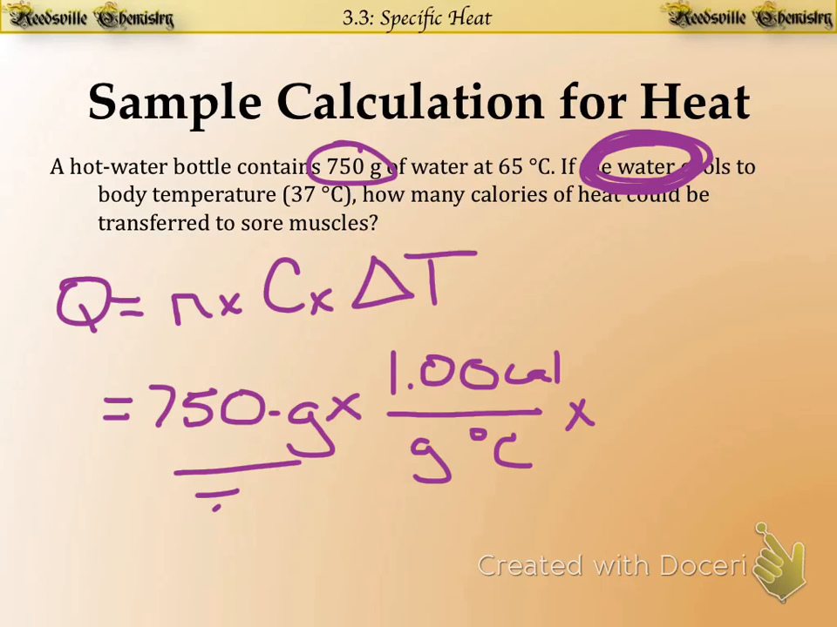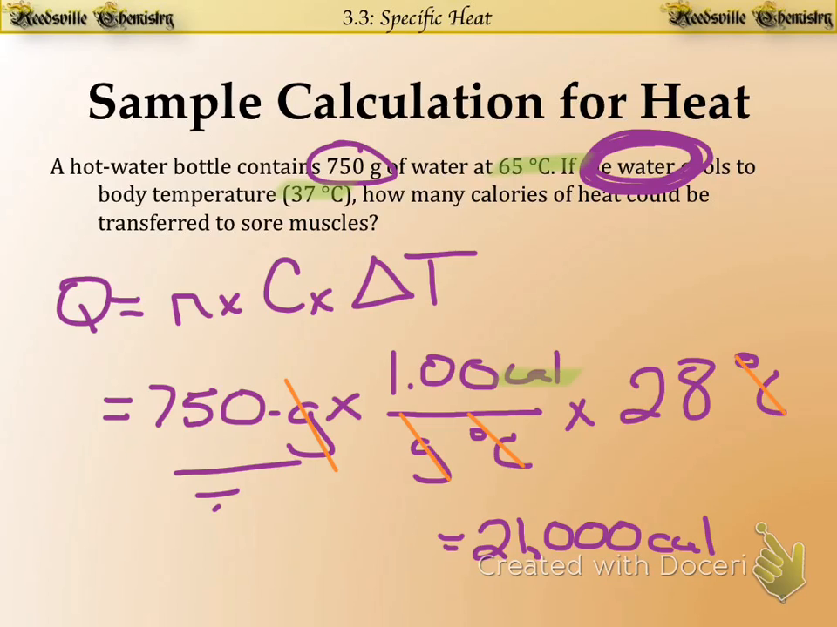And then the last thing that we'll need is that temperature change. So we went from 65 to 37. So what? That's 28 degrees Celsius, right? 28 degrees Celsius. Okay? So if we get that out of there, and we get the grams out of there, that looks good. We are left with what we're supposed to be left with, which is calories. And on our calculators, we'd punch in 750 times 1 times 28, and we should get out 21,000 calories.